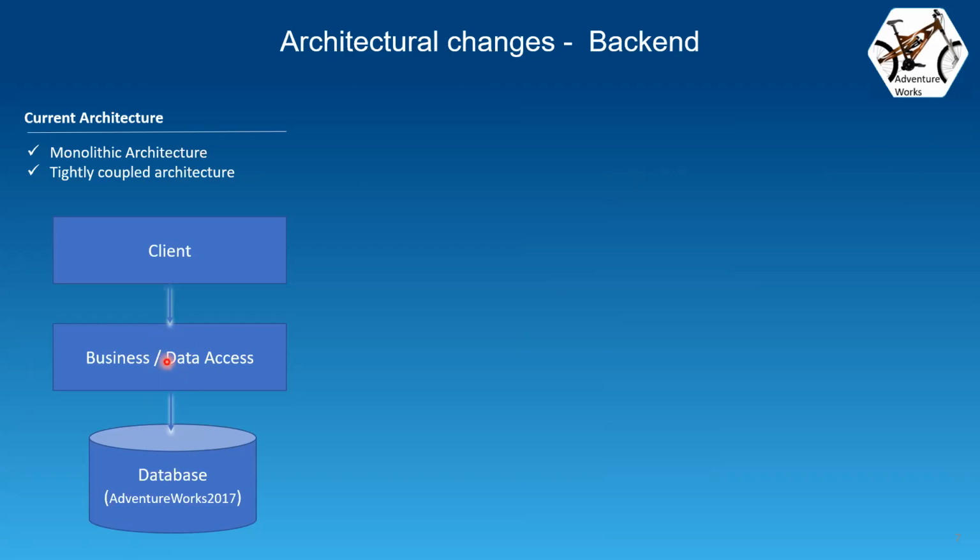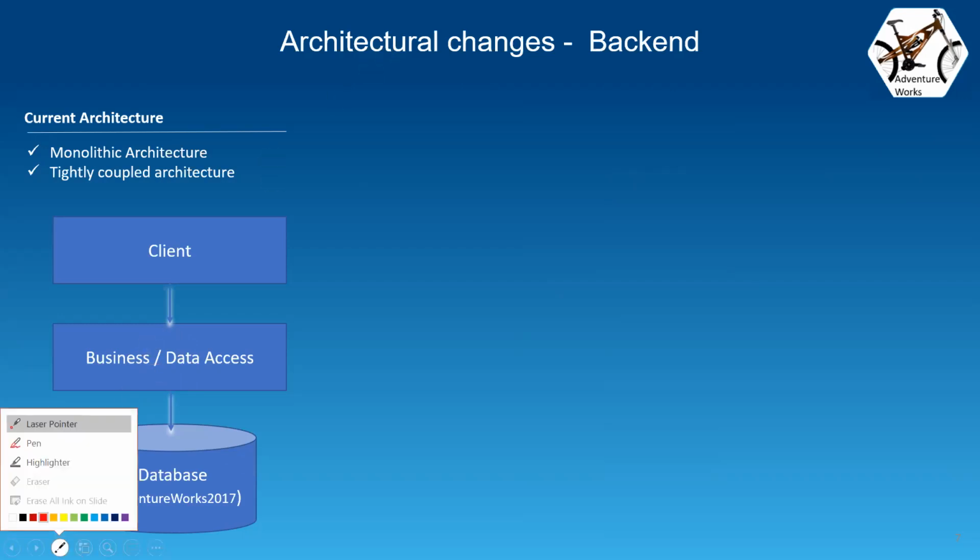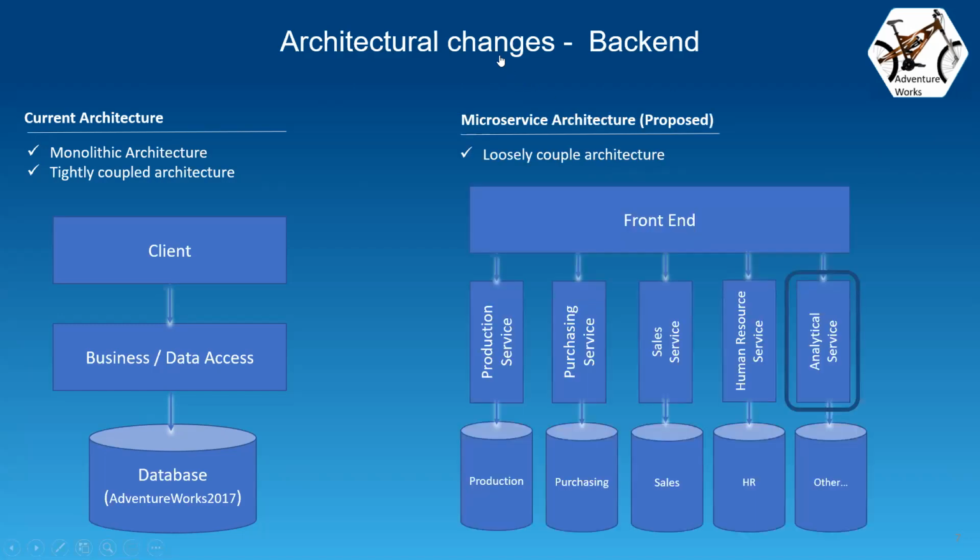Here, since we need to introduce analytical features, the existing business implementation may be in Java, but we need to develop new analytics, maybe based on the R language or Python. So this framework will not suit us. This is a tightly coupled architecture, so what we are recommending is a new architecture. This is the architecture we are recommending.